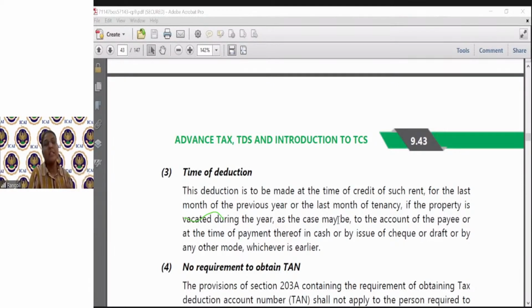So here, my dear friend, TDS is not required to be deducted every month. TDS is required to be deducted from the rent of the last month. That is the rent of the last month of the previous year, or the last month of the tenancy, if the tenancy period is less than 12 months.